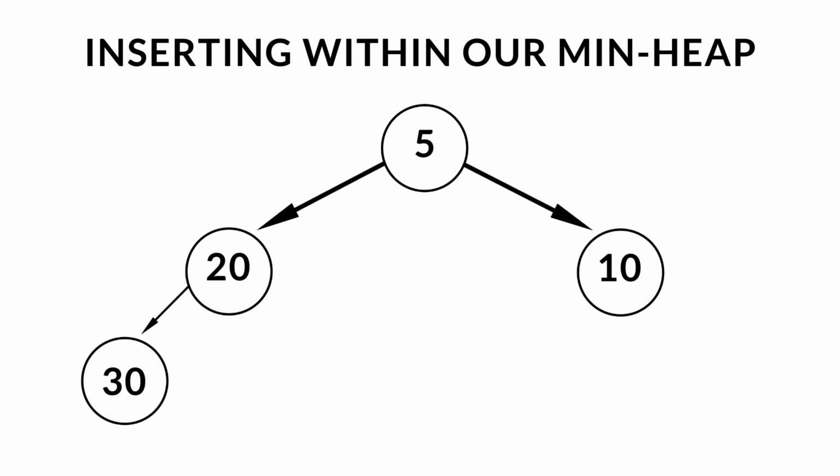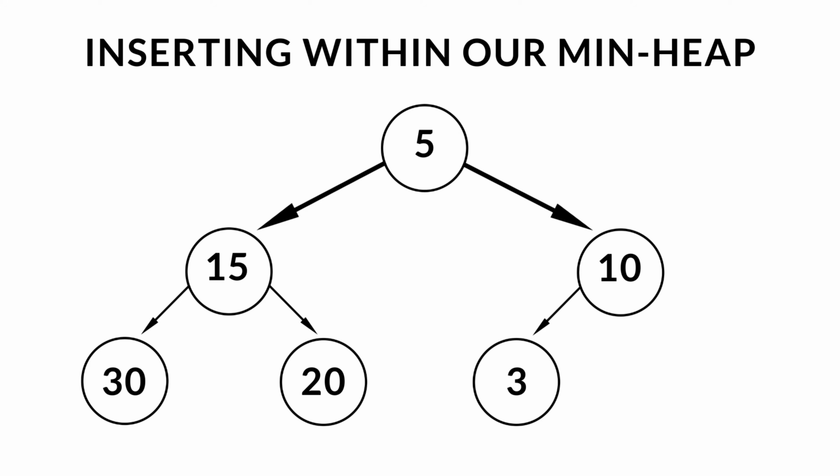Inserting 15 now, we insert at the leftmost position, so it becomes the right child of 20. Is 15 less than 20? Yes, it is. So in order to maintain the heap property, we swap. We then keep going up the tree to make sure the heap property is maintained. So we check to see if 15 is less than 5. It's not, so there's nothing left to do. Inserting 3 into the heap, we insert at the leftmost position, so it becomes the left child of 10. Now it's time to heapify our tree. Is 3 less than 10? Yes, it is, so we swap. Is 3 less than 5? It is, so once again, we swap.